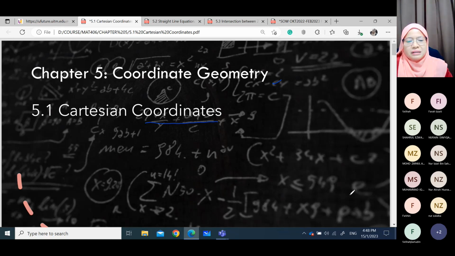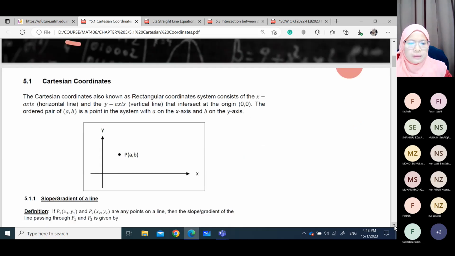Dan lagi satu selain daripada Cartesian kita ada trigonometry. Okay, iaitu yang melibatkan R dan juga theta. So Cartesian yang melibatkan X dan juga Y. Yang itu circle ataupun trigonometry, dia melibatkan R dan juga theta. Ada dua. Okay, so untuk petang ni kita tengok Cartesian Coordinate. Apa yang ada dalam Cartesian Coordinate?